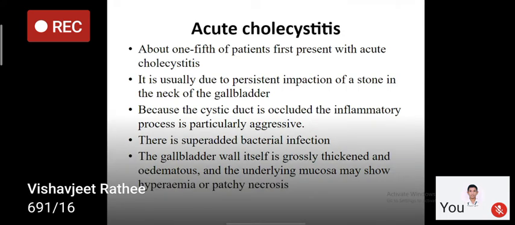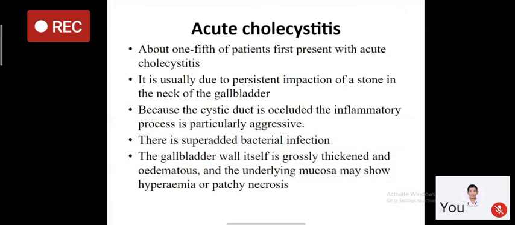So because of this persistent impaction, there will be an aggressive inflammatory process in cases of acute cholecystitis. There will be superadded bacterial infection, and the gallbladder wall itself is grossly thickened and edematous, and the underlying mucosa may show hyperemia or patchy necrosis.